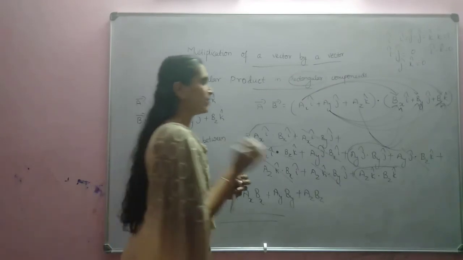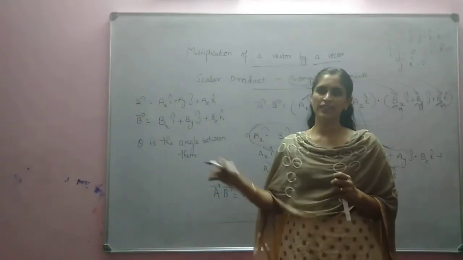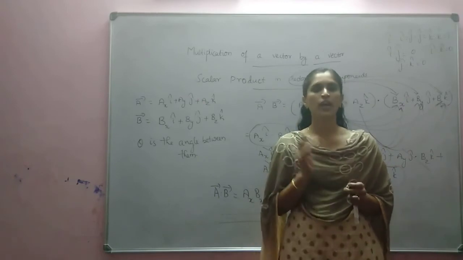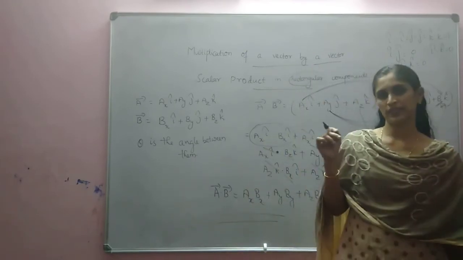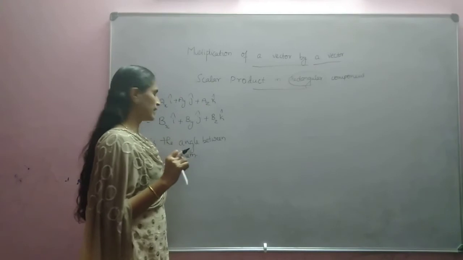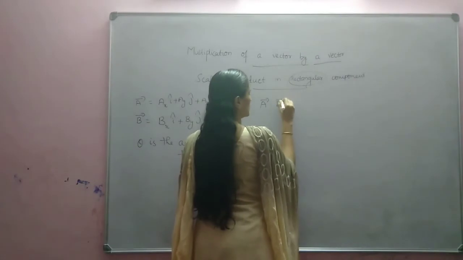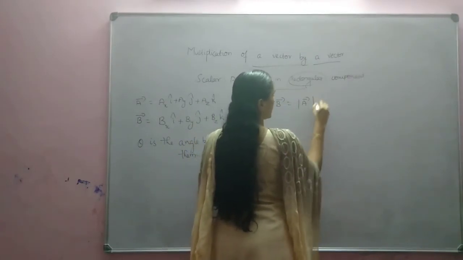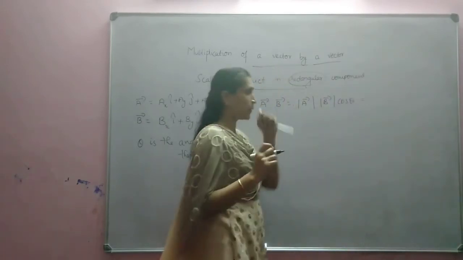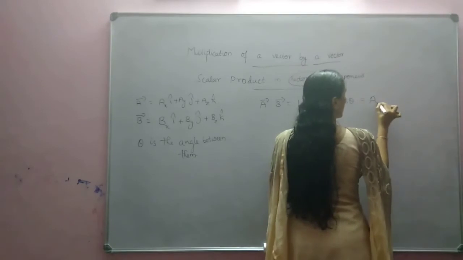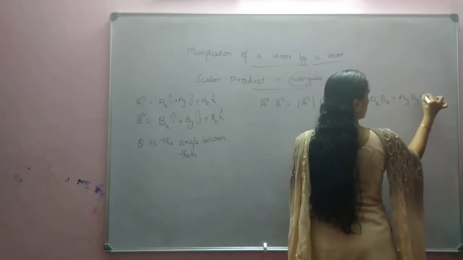Now, if it is given that the vectors are in rectangular components and they ask to find the angle between the vectors, how will you do it? That we will discuss now. Here two vectors A and B are there, and theta is the angle between them. Already we know that A dot B is equal to modulus of A into modulus of B into cos theta, and A dot B in component form is given by Ax Bx plus Ay By plus Az Bz.